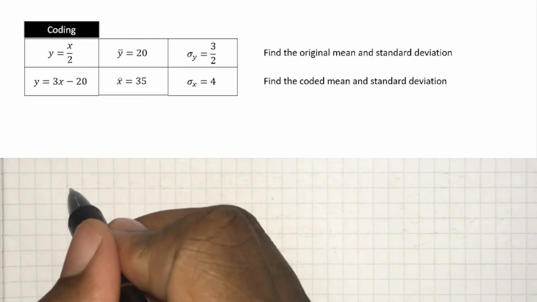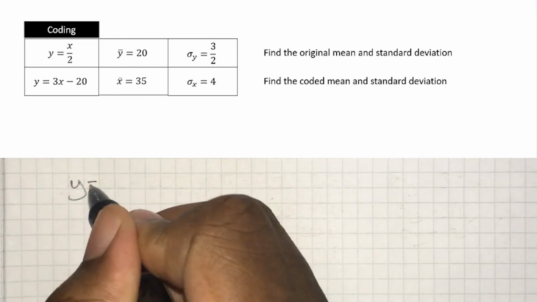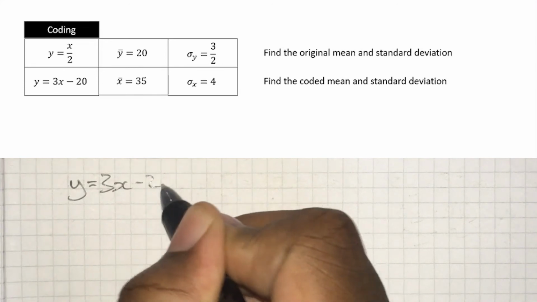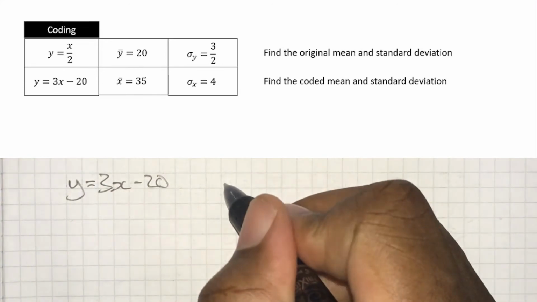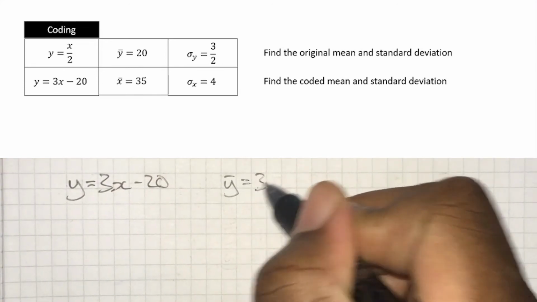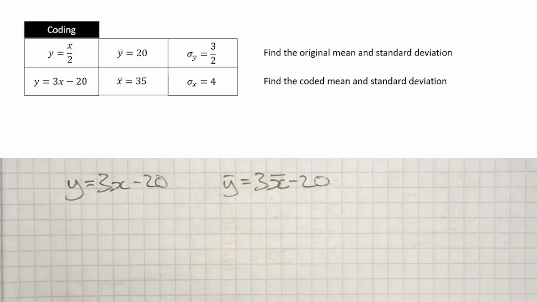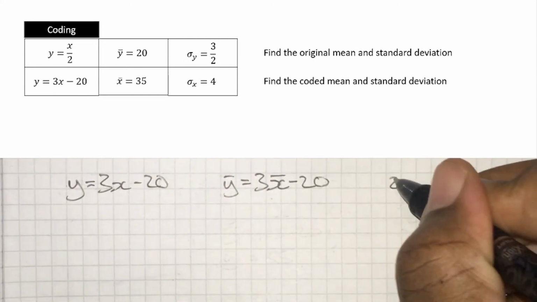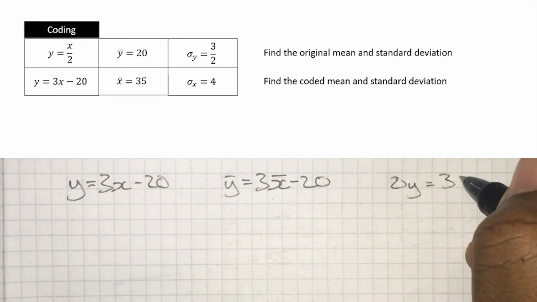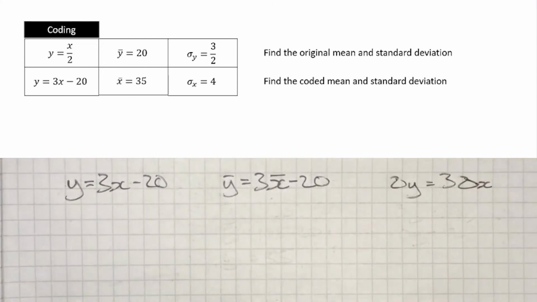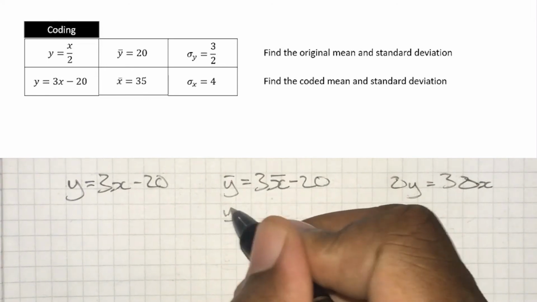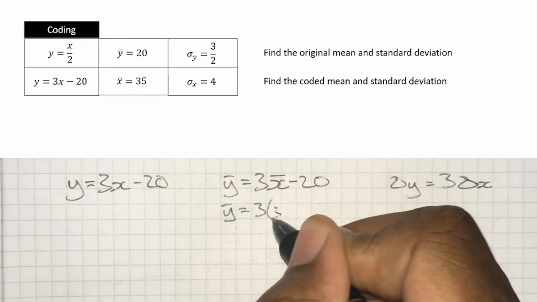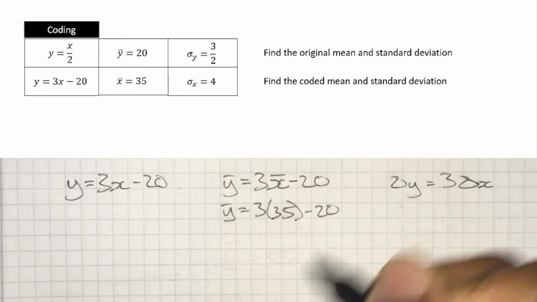This time around, two operations, the subtraction. So once again, specifically for the mean, I can say that y bar equals 3x bar minus 20. Multiplication and subtraction affect the mean. However, for the standard deviation, it's only the multiplication we need to consider. Sigma y equals 3 sigma x. Okay, we've been asked to find the coded values, so we'll substitute 35 for x bar.